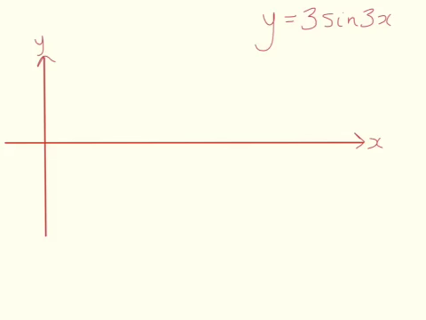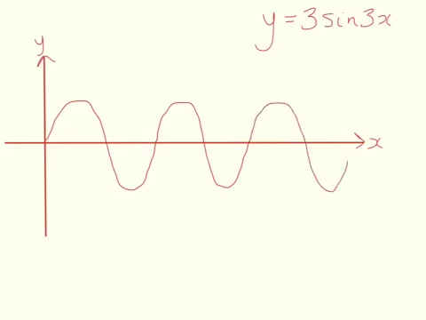If I do this just roughly, 1, 2, 3. So we've got 3 revolutions within 360 degrees. But whereas before the maximum and minimum would be 1 and minus 1, because we've got a 3 here, it's 3 lots of 1 and 3 lots of minus 1, so it would be 3 and minus 3. So the amplitude here is 3.